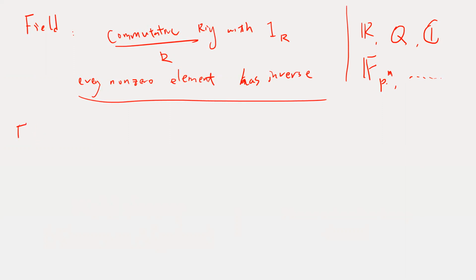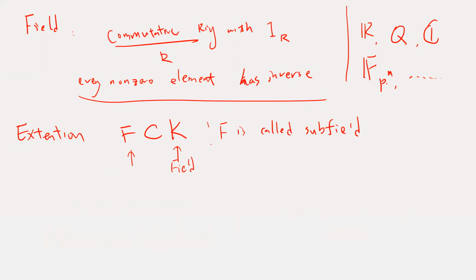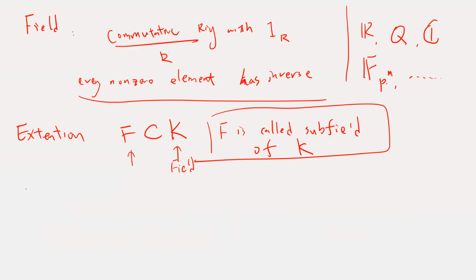Okay, say the extension. Some smart people like to write K over F. If K is a field and F is a subset with the same operations, the product and the addition, then if F is also a field, F is called a subfield of K.